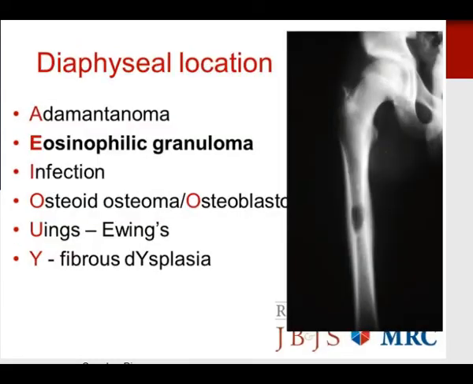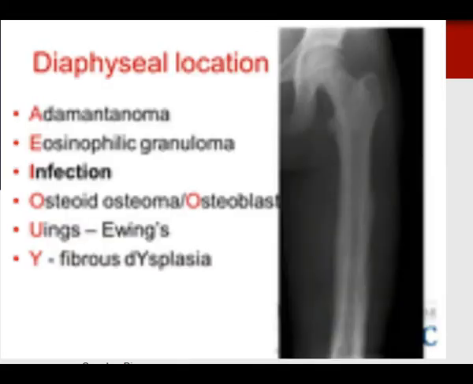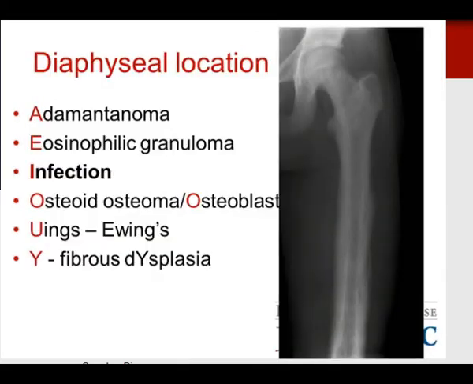Eosinophilic granuloma is the E, also known as histiocytosis. It's a diaphyseal lesion that looks like a die punch or a direct punched out lesion of bone. Infection, very common to occur in the diaphyseal bone, and you can see here that the infection has gone up and down the diaphysis. As the infection has spread outside the bone, it has created multiple layers of cortical response.